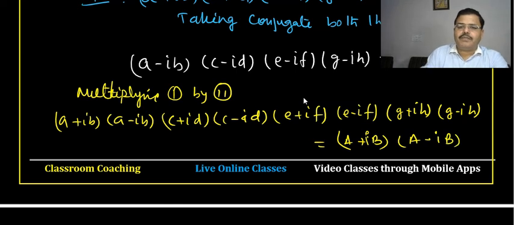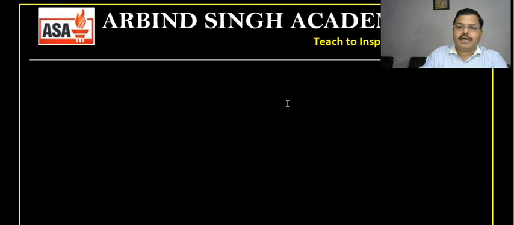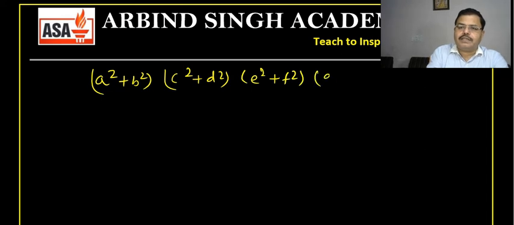So that will be Z into Z conjugate is mod of Z square. So that will be A square plus B square, isn't it? C square plus D square, E square plus F square, G square plus H square is equal to A square plus B square. This we need to prove.